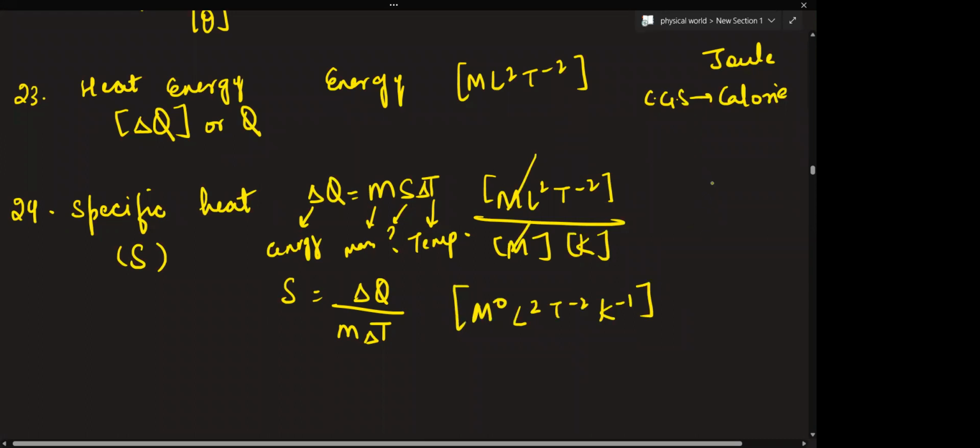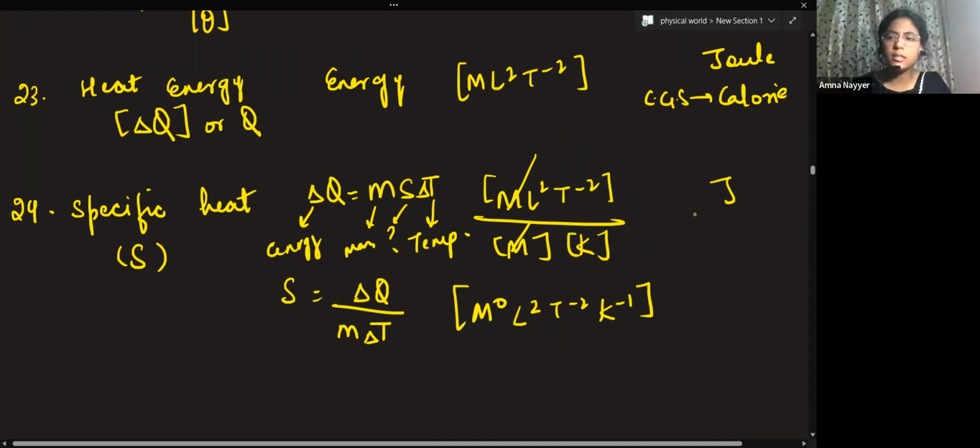All right. This will be joules for it. Joule divided by mass, it will be kg. For temperature, you have Kelvin. So this will be joules per kg Kelvin.